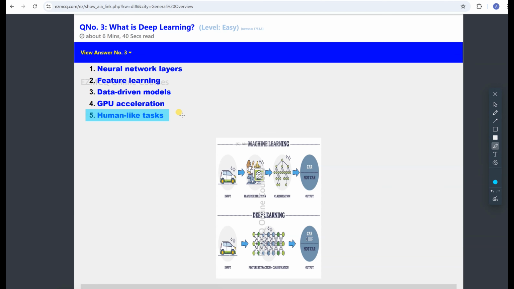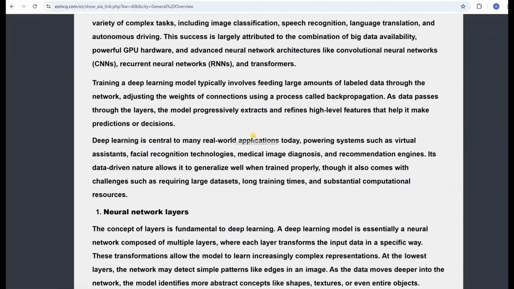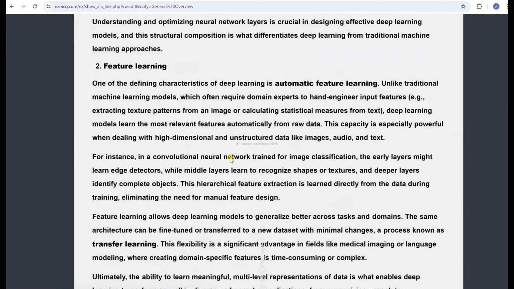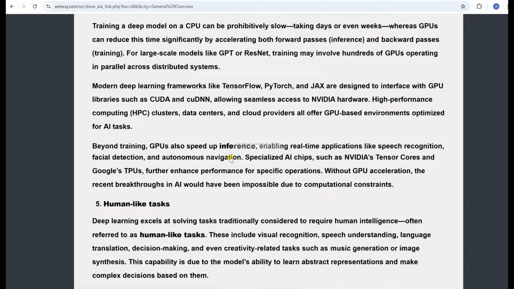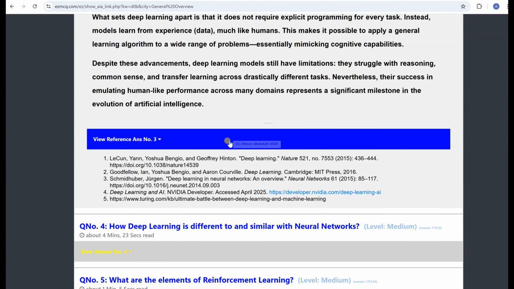All right, let's move on to the next Q&A and the concept. As before, if you are interested in learning more about it, just click on view description of the answer. Here are the details. Here are the bullets which we covered before, and here are the references from which this data was obtained. And of course, if you want, I would suggest you follow the textbook also.